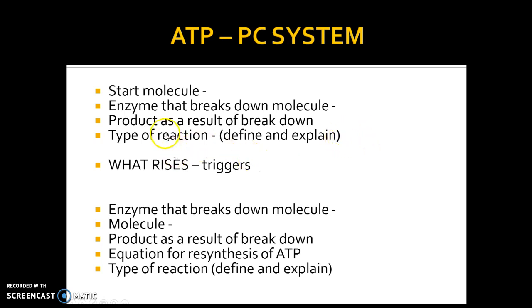Now if we get out to here, as a result of this first bit, ATP being broken down to ADP plus P plus energy, ADP levels rise. You don't have to put this, because that ADP level rises, it stimulates an enzyme called creatine kinase. Now creatine kinase breaks down phosphocreatine, which is located in the muscle sarcoplasm. The product of this is P plus C plus energy.